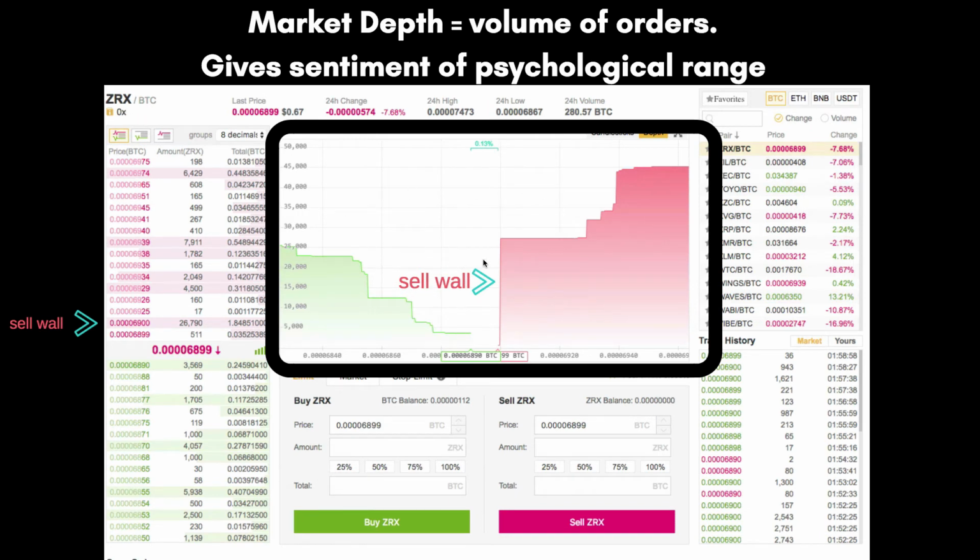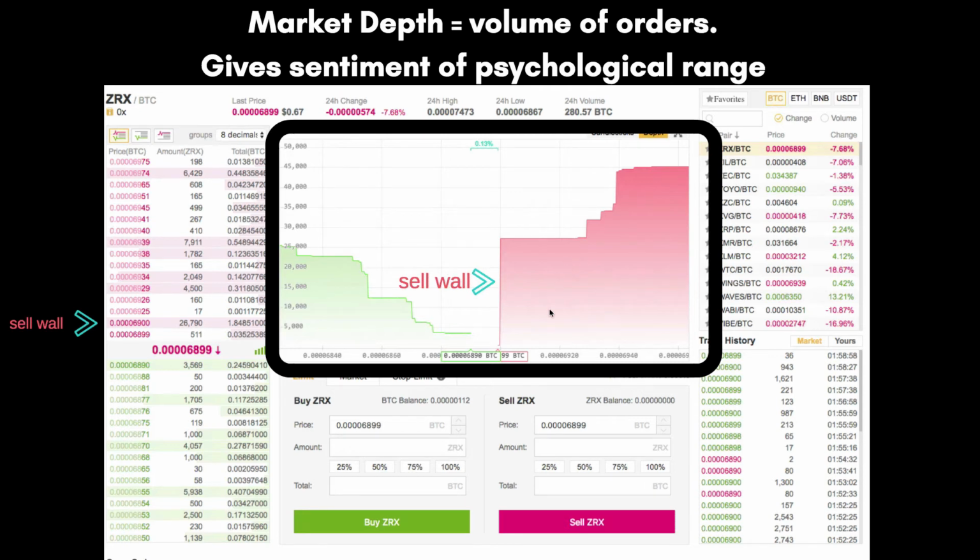I switched over from Monero to ZRX, and you can see this is obviously a huge sell wall around here. You can also use the order book, the bids, to see where the sell wall is. Right here, 26,790 ZRX tokens, or ZRX coins, is what this guy is trying to sell, and that happens to be this large sell wall, because you can see all these other ones, 17, 160, even 4,500 or 7,900, don't even really come close to the 26,790. So that's a sell wall. Those are the buy walls and the sell walls.